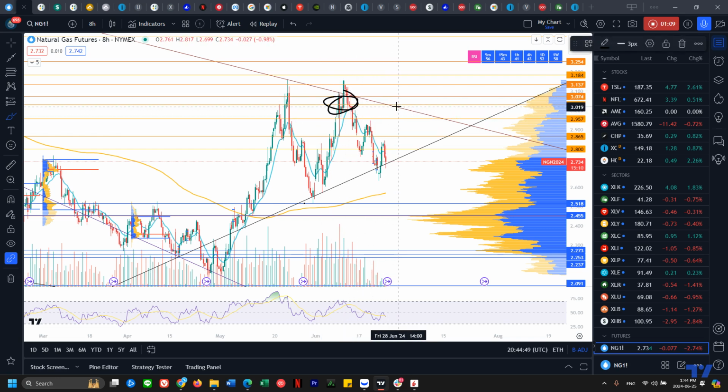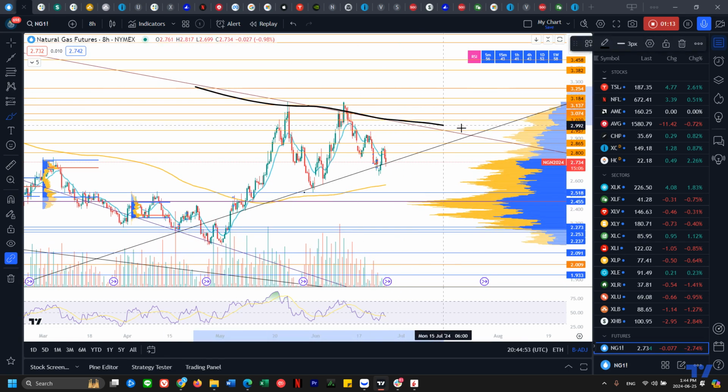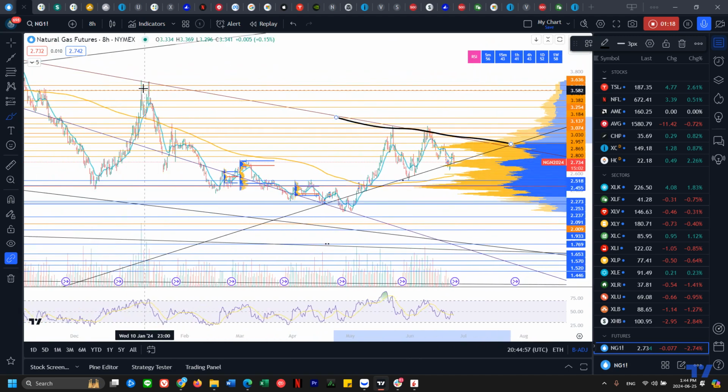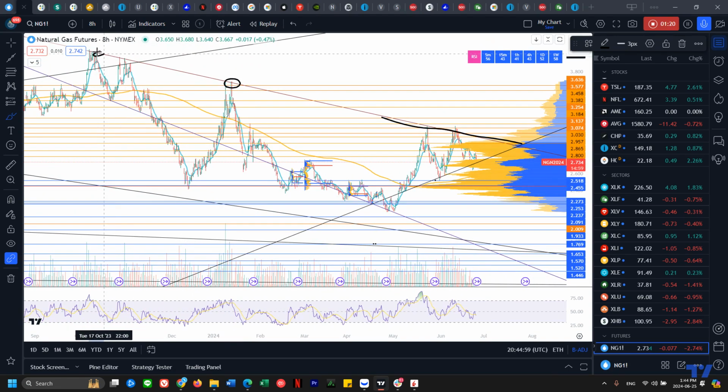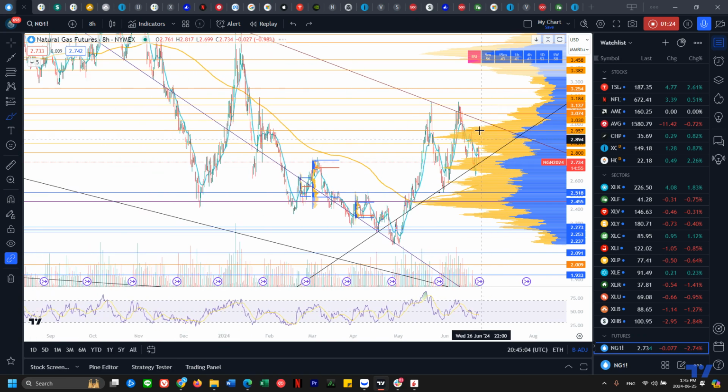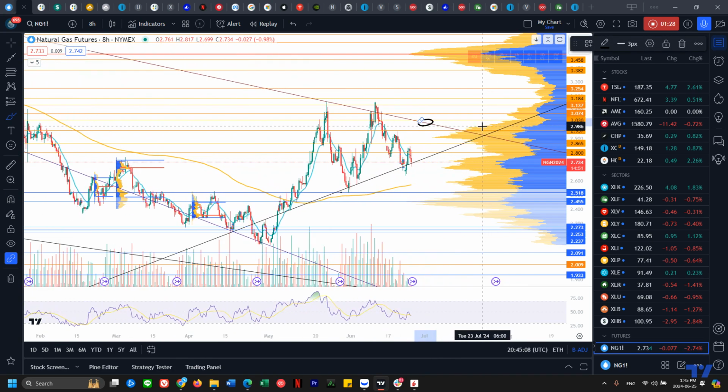And if we break that, then we have a good chance of going back to this equilibrium high, which is this downtrending resistance from all the way back here and all the way back here and here. So if we can do those two levels, then we can potentially retest this level there.